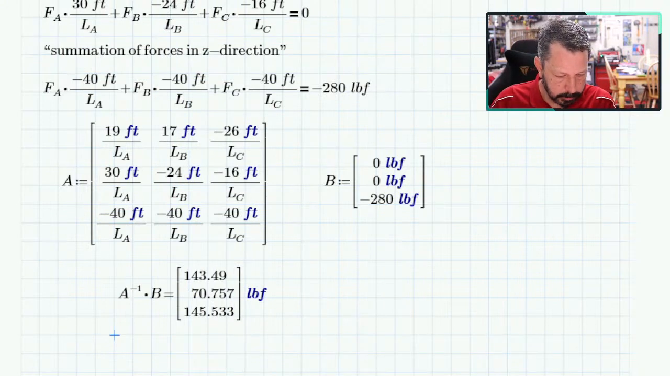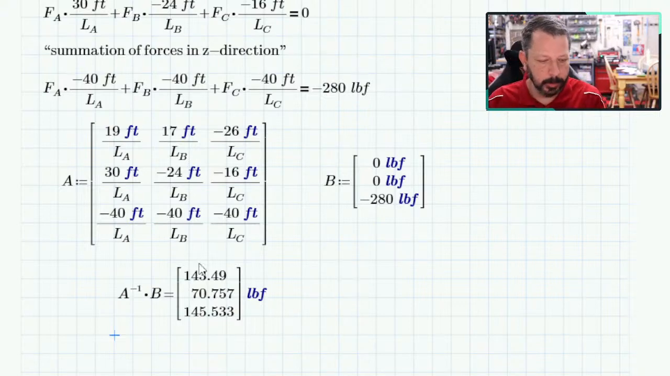All right, there we go. I guess it didn't come up on your screen. Let's see. Yes, those are the values that Webwork is expecting.